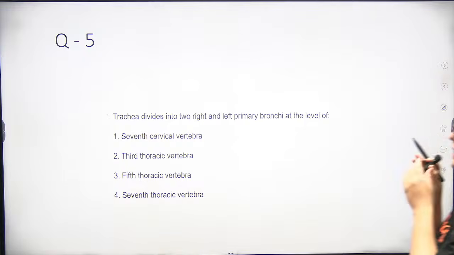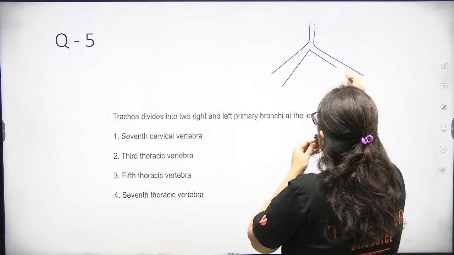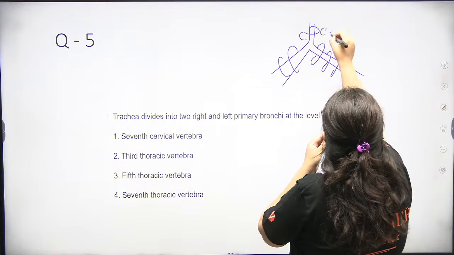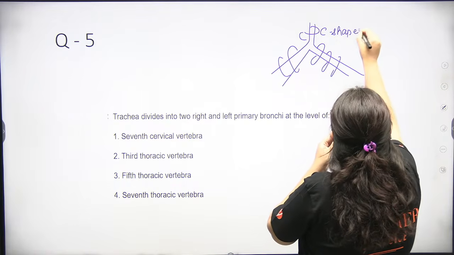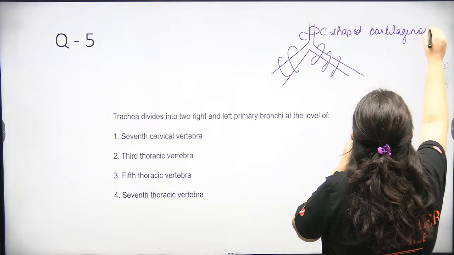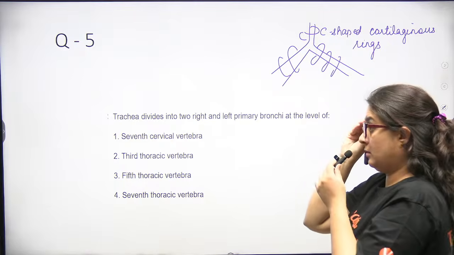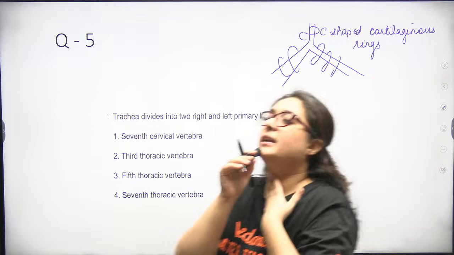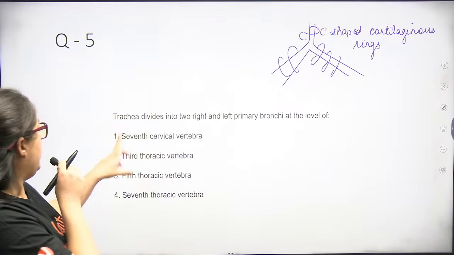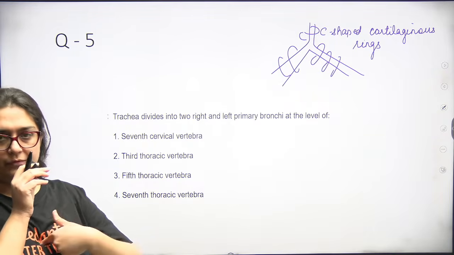Question number 5. Trachea divides into right and left bronchi at the level of, they are bounded by C-shaped cartilaginous rings. Now, seventh cervical is not possible. Thoracic 3, 5 or 7th. Third is very much above. 5th, 7th. 5th.